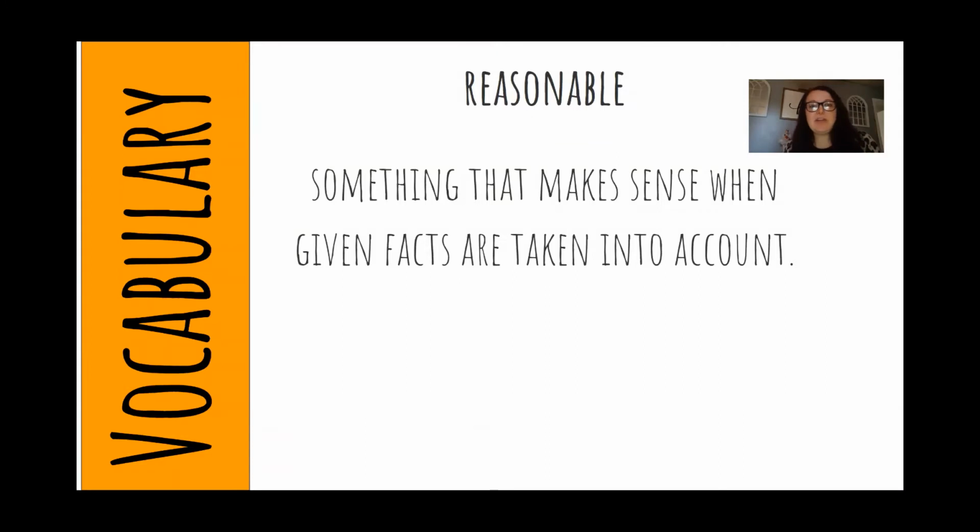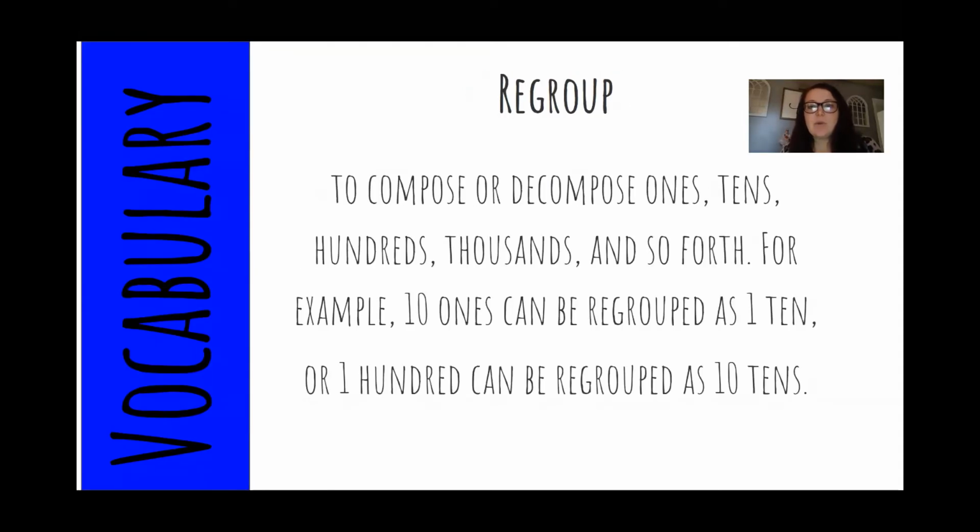Let's talk about some vocabulary for this lesson. Our first vocabulary word we're going to review is reasonable, which means something that makes sense when given facts are taken into account. Regroup, to compose or decompose ones, tens, hundreds, thousands, and so forth. For example, 10 ones can be regrouped as 1 ten, or 100 can be regrouped as 10 tens.